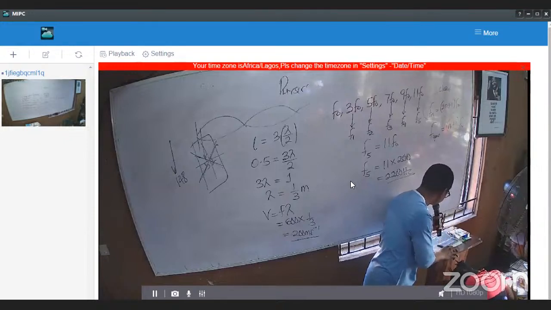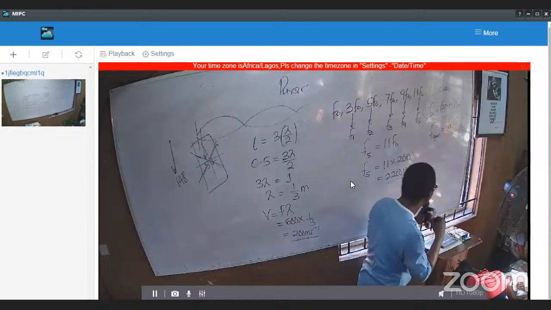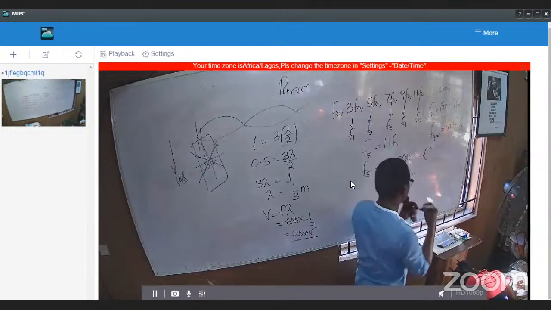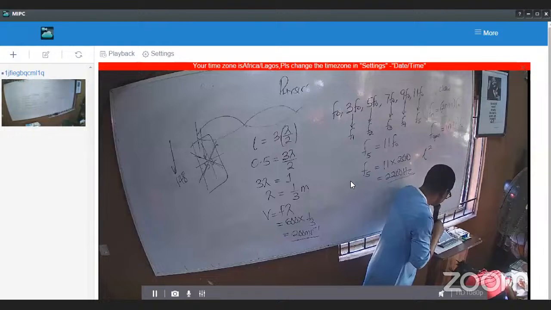Option B, increases. Option C, varies as L squared. Option D, varies as square root of L.